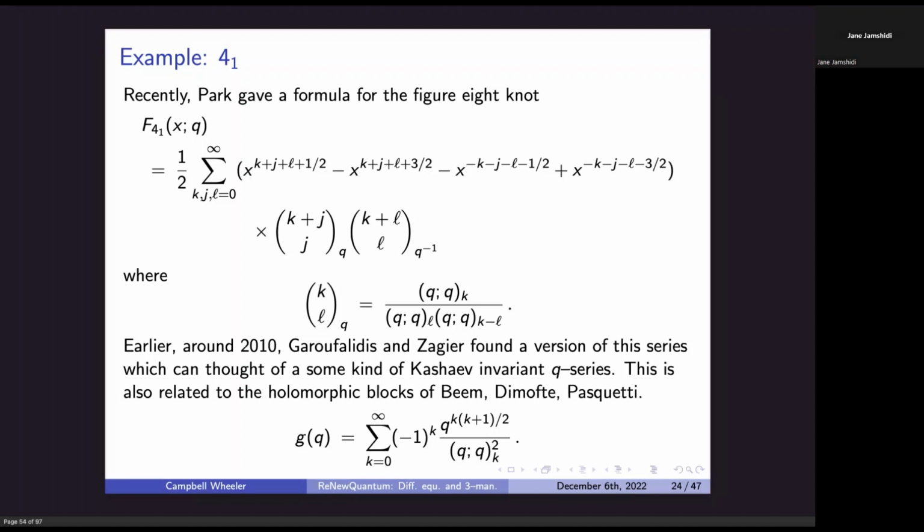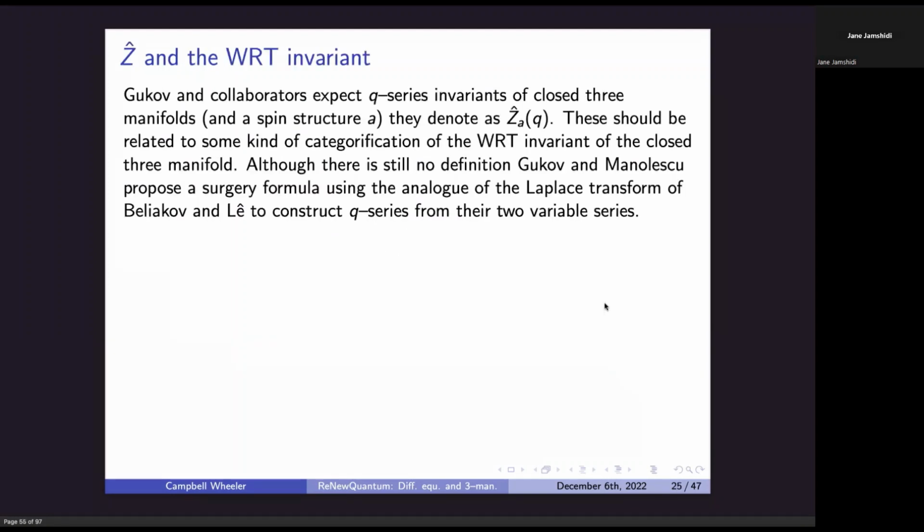Previously, around 2010, Garoufalidis and Zagier found a sort of related series, which you can think of as some particular specialization, say to x equal 1. You can't just substitute x equal 1 here, but they found some series that is related to maybe taking a residue around x equal 1. So here there will be some pole. This came a lot earlier and has some nice properties that we'll see in a second, but it's a specialization of this 2-variable series. And this is related to holomorphic blocks that were investigated by Beem, Dimofte, and Pasquetti in the mid-2010s. Okay, so that's the story for knots.